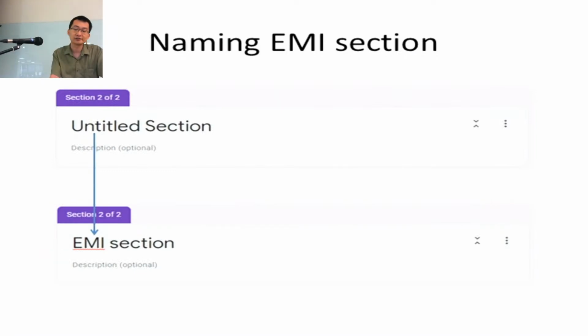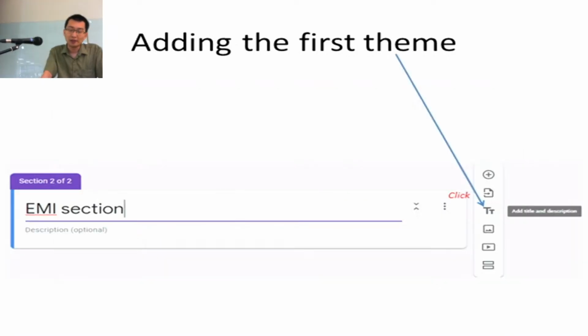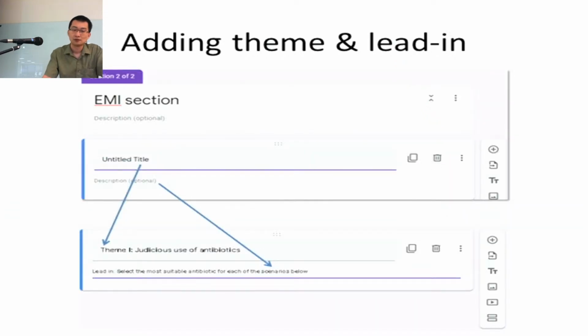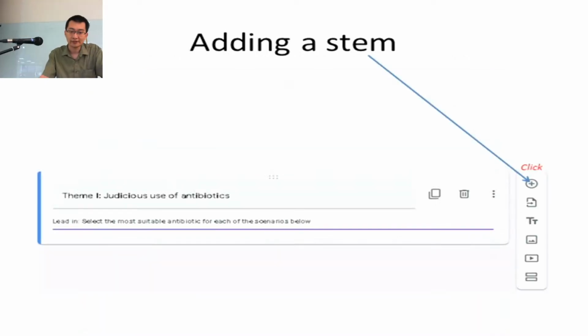So sectioning is here. Lepas tu, instead of adding question, we add the title and description. So the title can be the team 1 or team 2, whatever. And the description is the lead in. For pra-clinical, we use the lead in. Right. Lepas tu, we add the stem. The stem will be the actual question. So we click the add question.